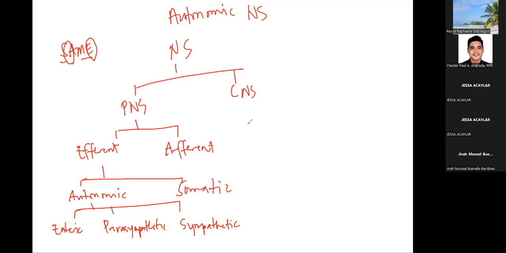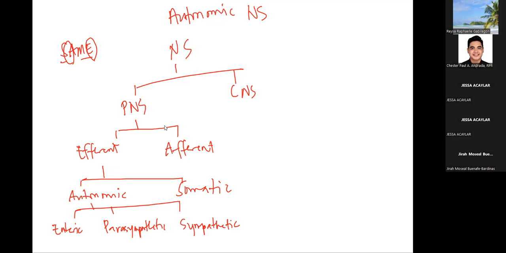So dalawang neurons lang sila, but we have differences. Just like sa sympathetic nervous system, the outflow is in the thoracolumbar section of the spinal cord. But for the parasympathetic nervous system, it's on the craniosacral. Now, since we have two neurons, another difference is yung kanilang length.